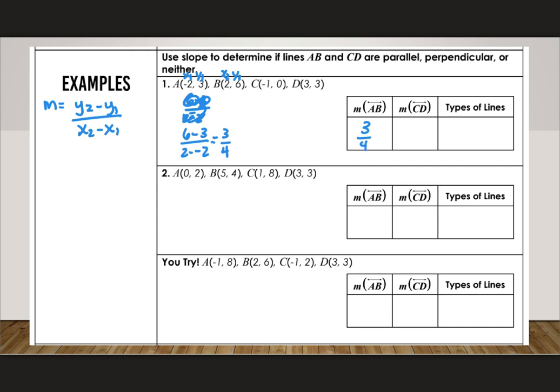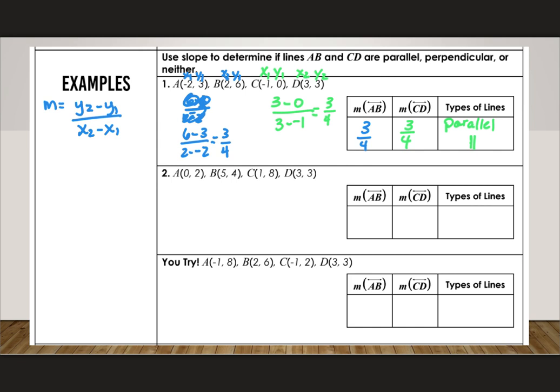I'm going to switch colors here so you can see a little bit better. So then we're going to do CD. So this is x1, y1, x2, y2. So on top, we're going to do 3 minus 0. On the bottom, we're going to do 3 minus -1. So on the top, we're going to have 3. On the bottom, we're going to have 4, so the slope for this one is also 3/4. So this is going to give us a parallel line, right? Or the symbol is the two little L's, or the two lines next to each other. I just remember it as L's in parallel, and that's how I remember the symbol.